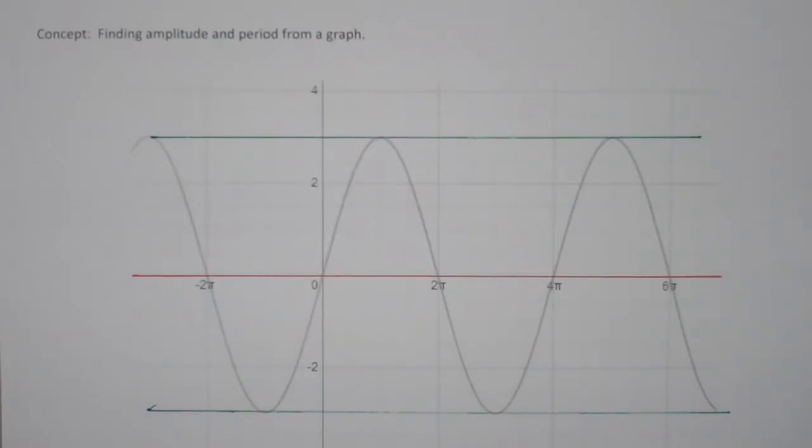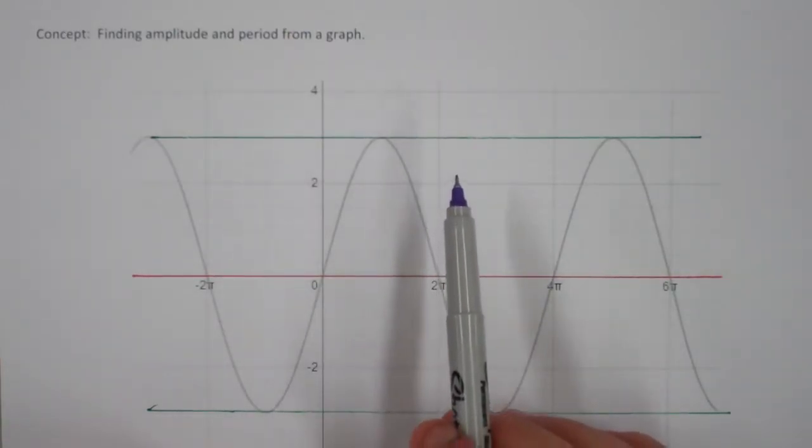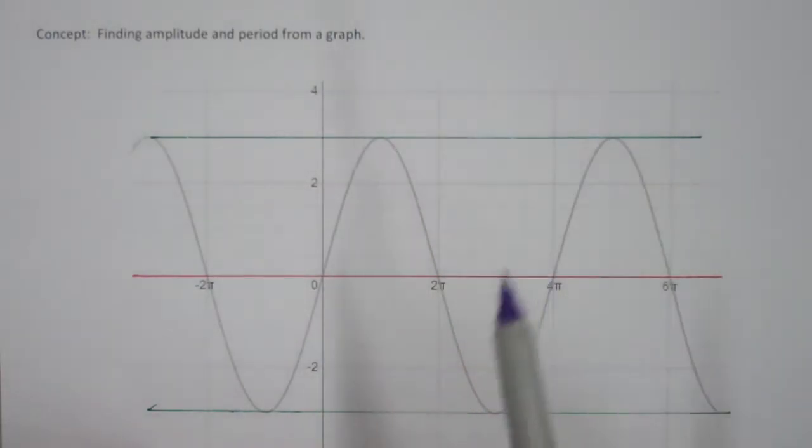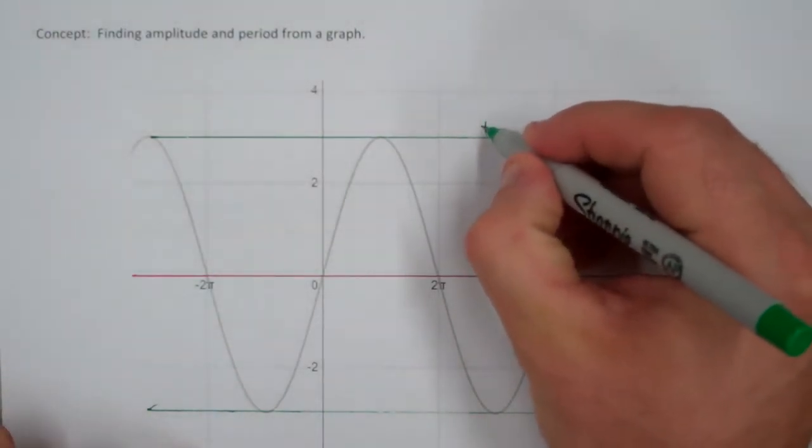In this concept video, we're going to be finding the amplitude and period from a graph. I've drawn some helper lines in here, and I'd like you to do the same as well. These helper lines, the green one here at the top is called the top line. I'll make a note of that actually in green here. So this is the top line.